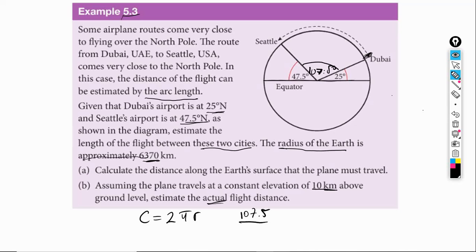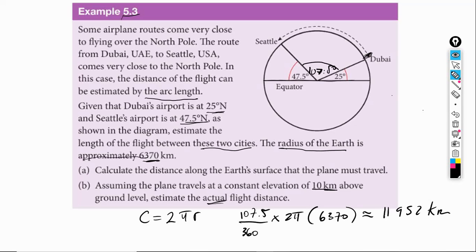So that means that we want to calculate 107.5 over 360 as a fraction of the total circumference. So this times 2 pi r, and r is going to be the radius of the Earth, which is approximately 6,370 kilometers. So let's plug this into the calculator, and we're going to see that it's going to give us approximately 11,952 kilometers. Okay, so that would be the answer to A, but how about the answer to B?